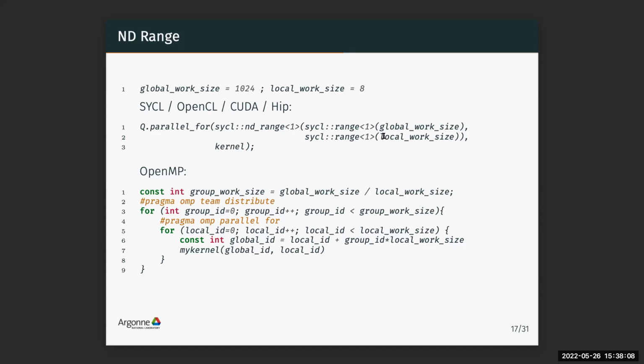So if you start with SYCL, you may find this confusing because it's different from CUDA. You say the total and after the size of the chunk, whereas in CUDA you say the size of the chunks and how many chunks you want. It doesn't change that much, but it is a difference. And if you wonder how the same code looks in OpenMP, it is teams distribute for the groups and after parallel for. So you have some control over the teams.